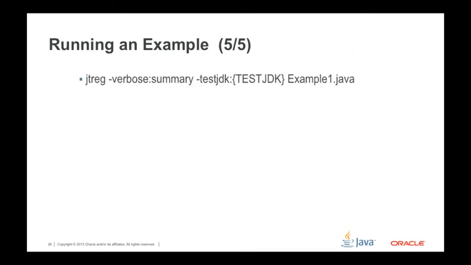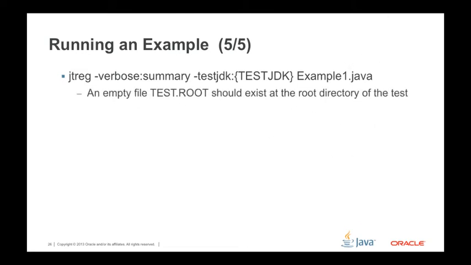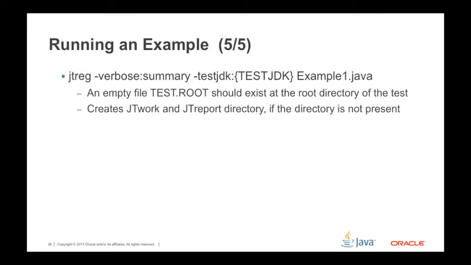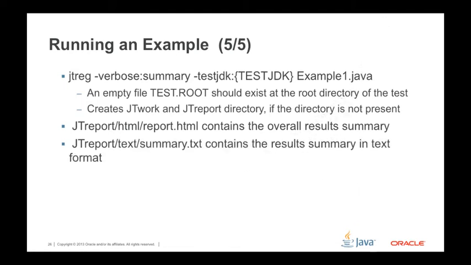To run this example, use jtreg -verbose:summary and -testjdk to test an example source file. An empty file, TEST.ROOT, should exist at the root directory of the test. The command creates the JTWork and JTReport directories if they are not already present. JTReport/html/report.html contains the overall result summary. JTReport/text/summary.txt contains the result summary in text format. JTWork/Example1.jtr contains the test log file.